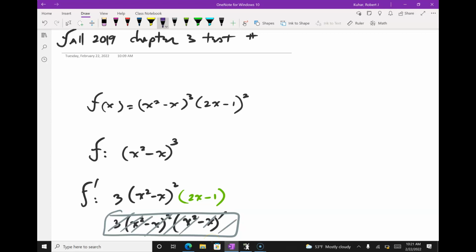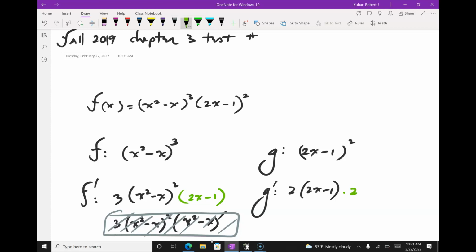Good. Second function is 2x minus 1 quantity squared. So I see my exterior function, my outside function is an x squared function. I know my derivative is 2 times x, right? Or 2 times the inside. So g prime is 2 times (2x minus 1) times, again, what's the derivative of the inside? A 2. Right? The derivative of 2x minus 1 is 2. Calculus is done. The calculus is easy.